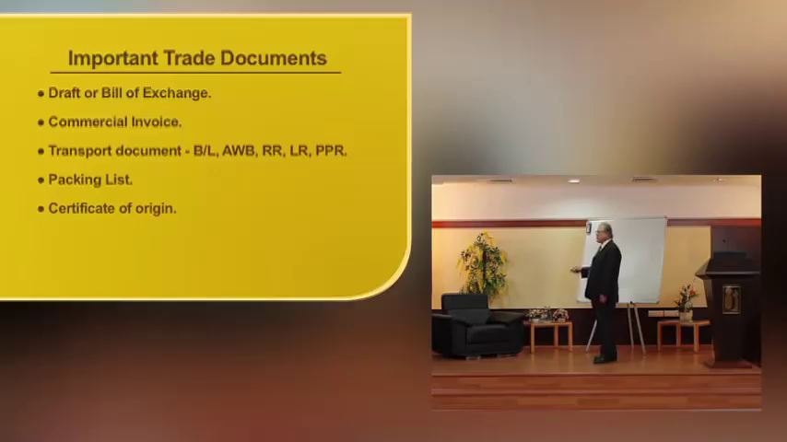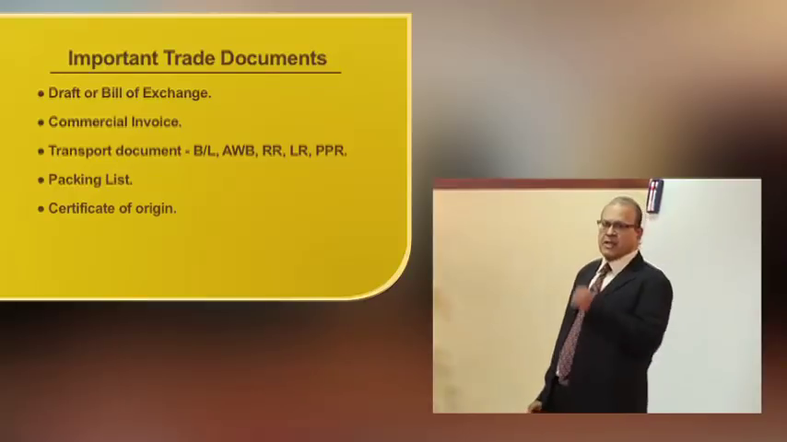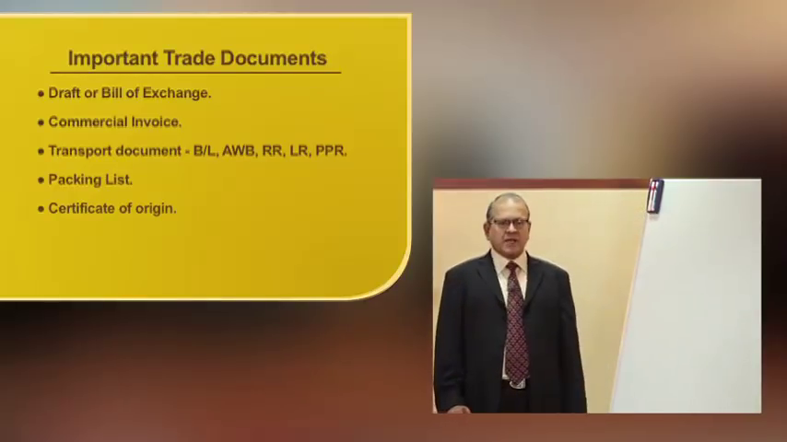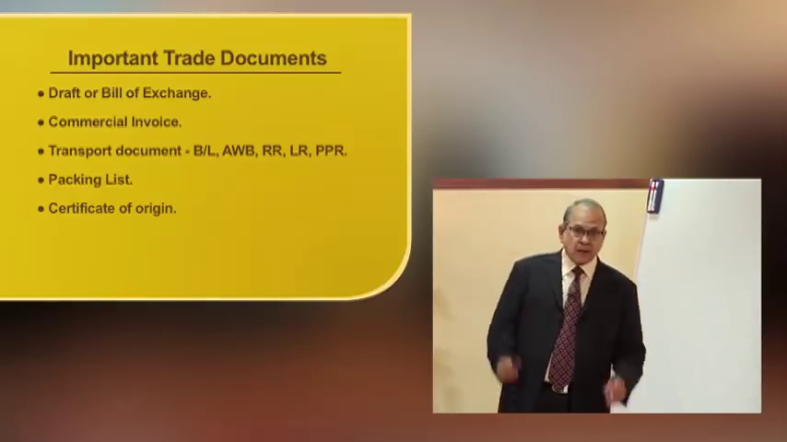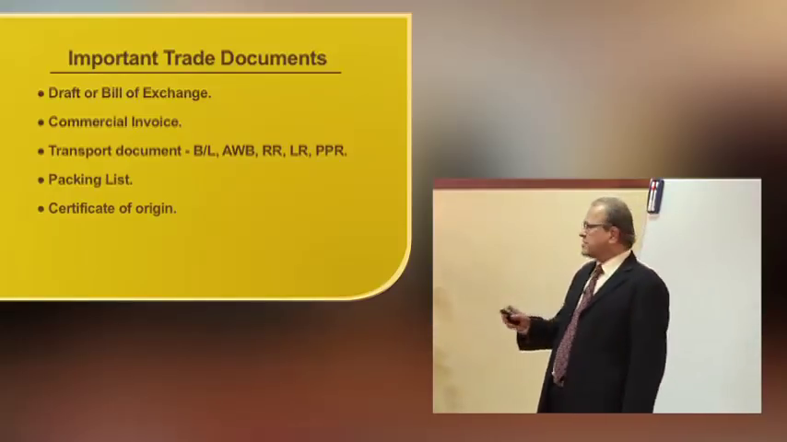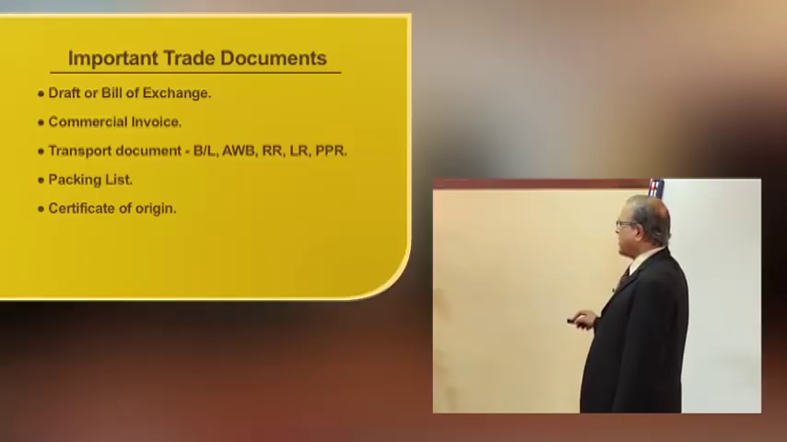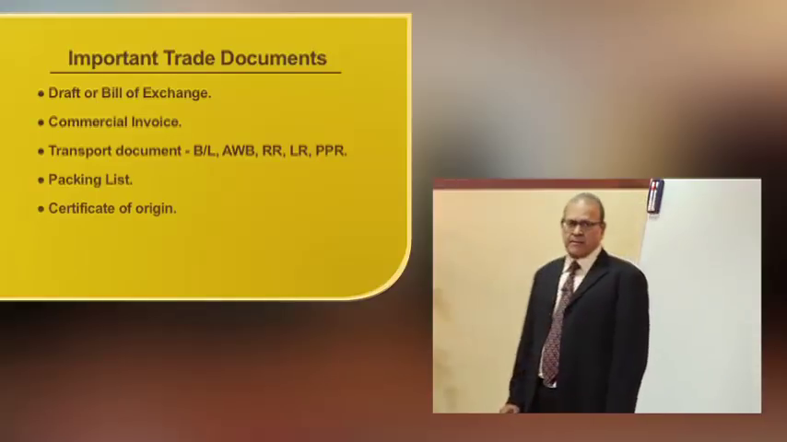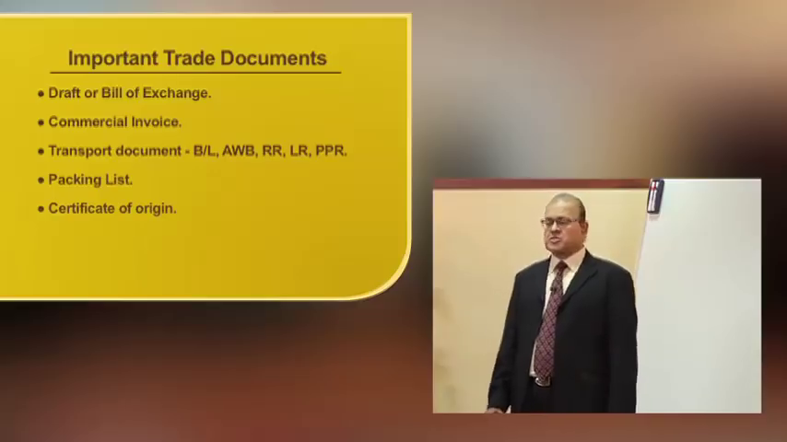commercial invoice. The invoice proves the contract of purchase and sale, and this becomes the most critical underlying document for the subsequent transactions. Next, transport documents. Bill of lading, that's BL. Bill of lading is a document of title to goods where goods are sent by a ship. Okay. Next, airway bill. When goods are sent by air, then the transport document is called airway bill.